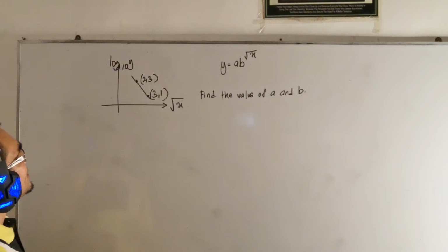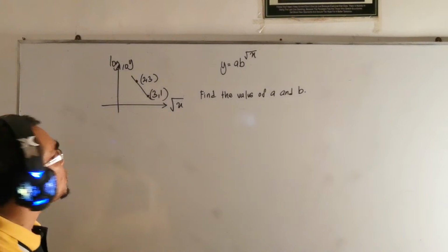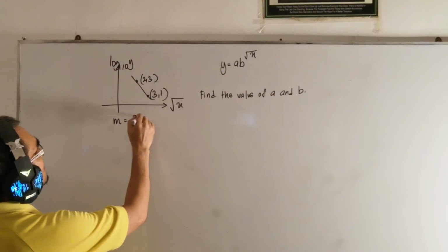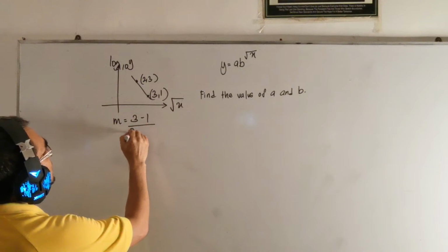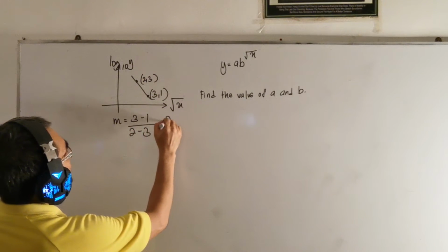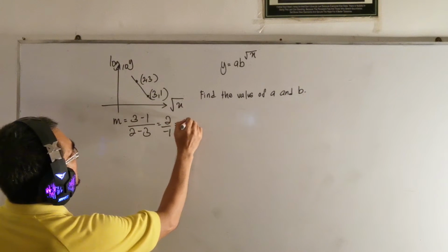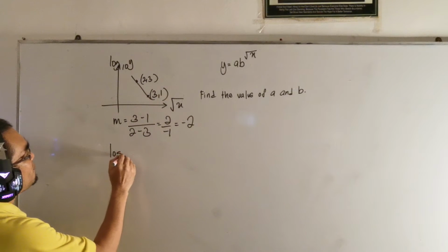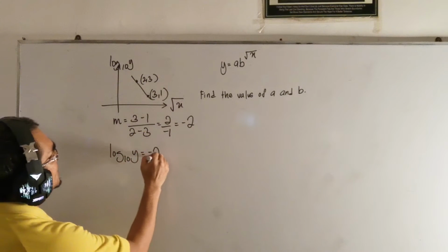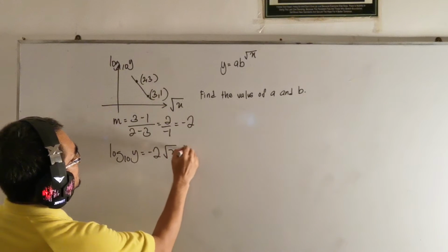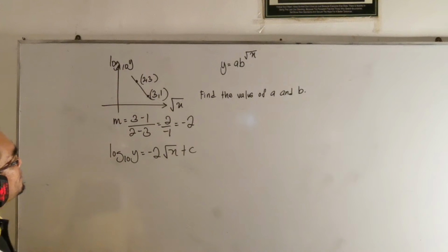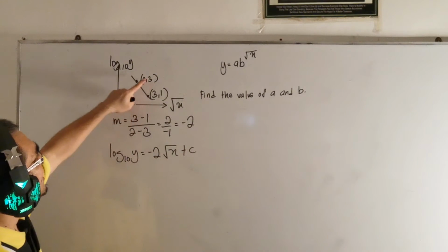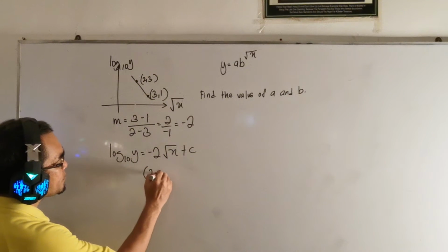The equation of a straight line will always be y equals mx plus c. First find the m. It will be 3 minus 1 over 2 minus 3, which is 2 over negative 1, equals negative 2. And let's find the c. So we have log 10y equals negative 2 square root of x plus c. In order to find c, we have to substitute one of the coordinates. Let's say we take (2, 3).